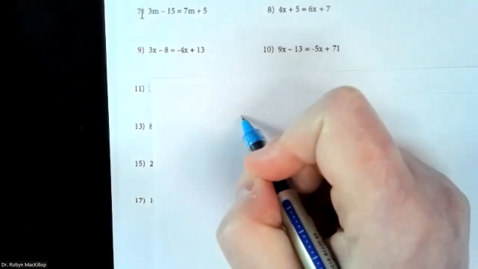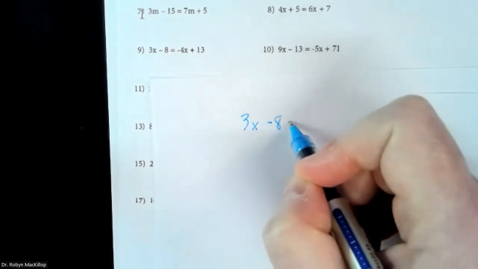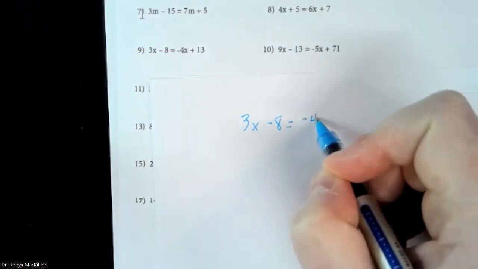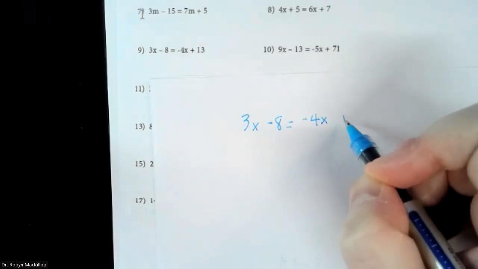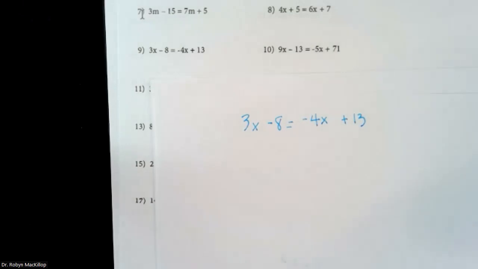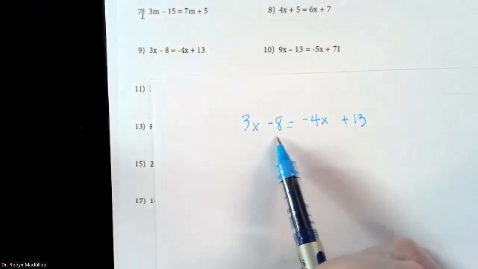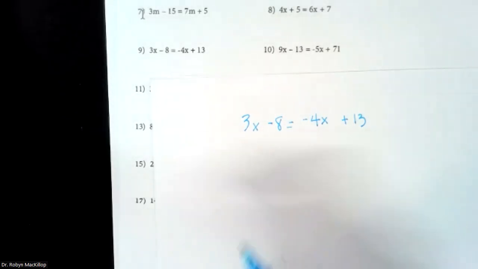All right, let's do number 9. We've got 3x minus 8 equals -4x plus 13. Which one of those characters do you want to get rid of? Minus the 8. This one right here? Yes. Yeah, let's get rid of that -8.